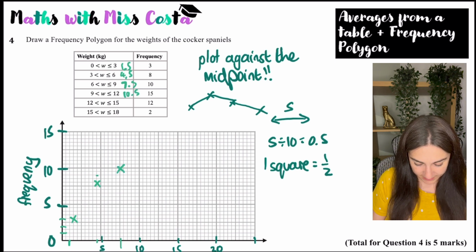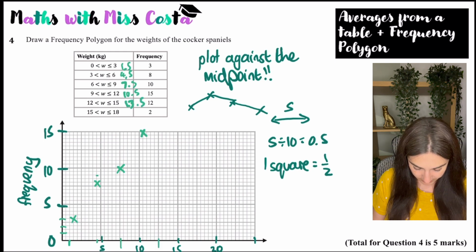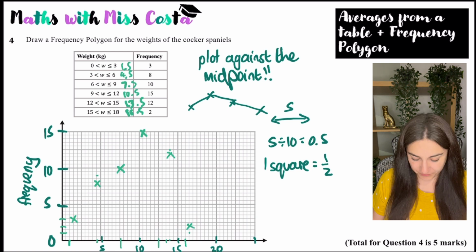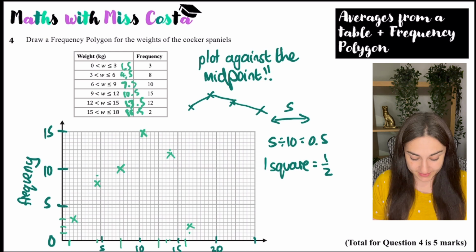Then we'd have 10.5 and 15. So 10.5 and 15. And then we'd have 13.5 and 12. So 13.5 would be here, and then 12 would be there. And then 16.5 and 2. So 15, 16.5, and then 1, 2. Okay, so I've plotted my points.